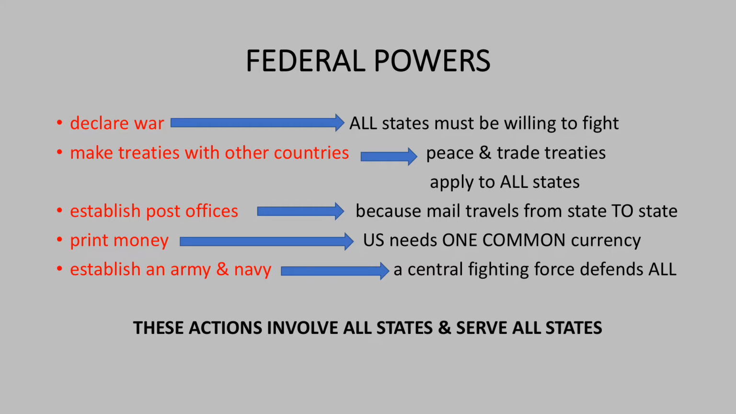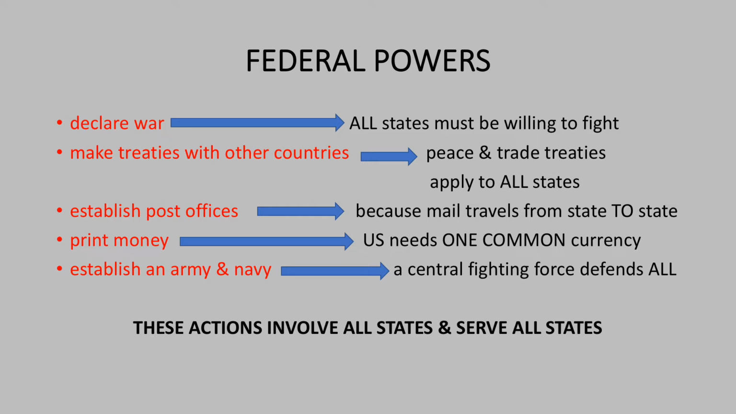We also know that individual states can't make treaties with other countries because any kind of a treaty, like a peace or a trade treaty, is going to apply to all states, and so all states have to be on board. A lot of you said that post offices were a state power. However, if you think about it, if I want to mail a letter to my cousin in Missouri, it's going to have to go through several other states, and so it makes sense that the post office is a federal power.